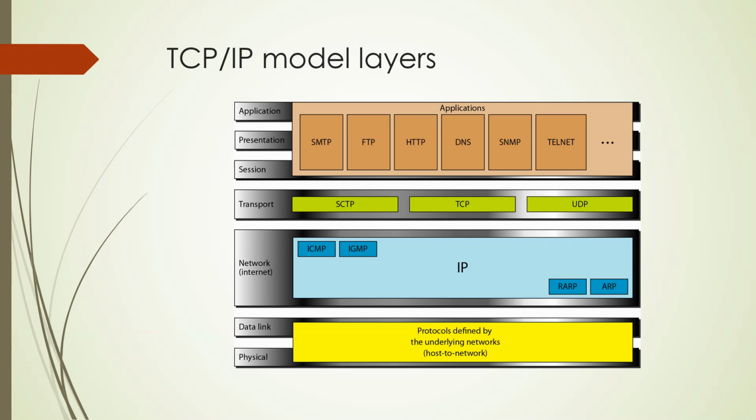So SCTP is nothing but stream control transmission protocol. Okay. What is a stream? Stream means it will send data streams. Now what is the exact feature of SCTP? These kinds of things we will discuss in the later half of the session.